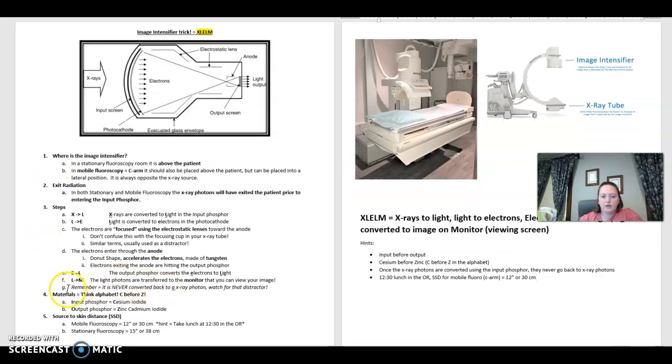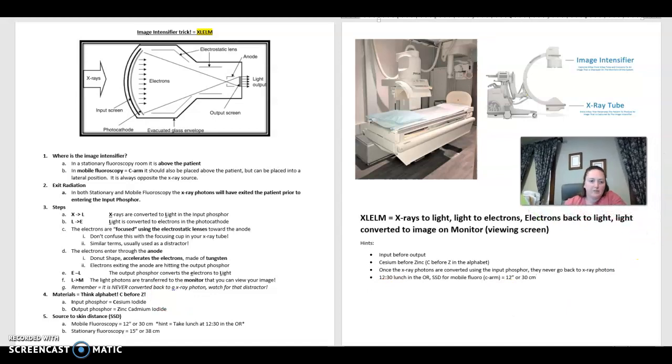Materials tends to be another question that you get asked anytime we're doing equipment stuff, right? Where is it located? What is it made of? The input is your cesium iodide, and the output is zinc cadmium. I just remember it simply as in the alphabet, C comes before Z. So C, my cesium, is going to be my in. Z, zinc, is going to be the out. So if that helps you at all.